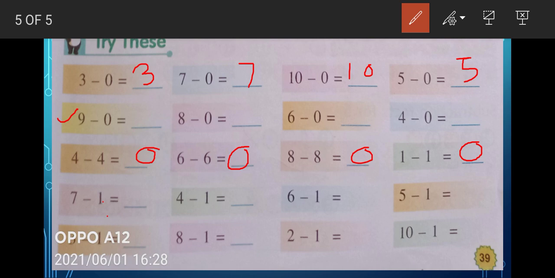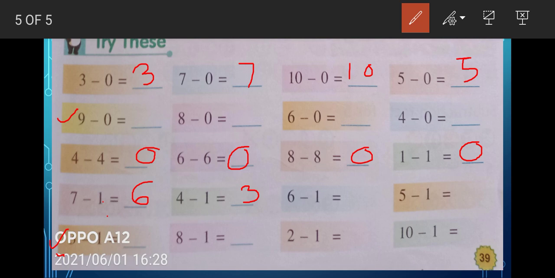Okay. Now this one again I will do. The last line you are going to do yourself, okay? Because it is the same. So here 7 minus 1. So before 7 is what? Before 7 the number is 6. So 7 minus 1 is 6. 4 minus 1 will be, what is the number before 4? 3. So you have to write 3 here.